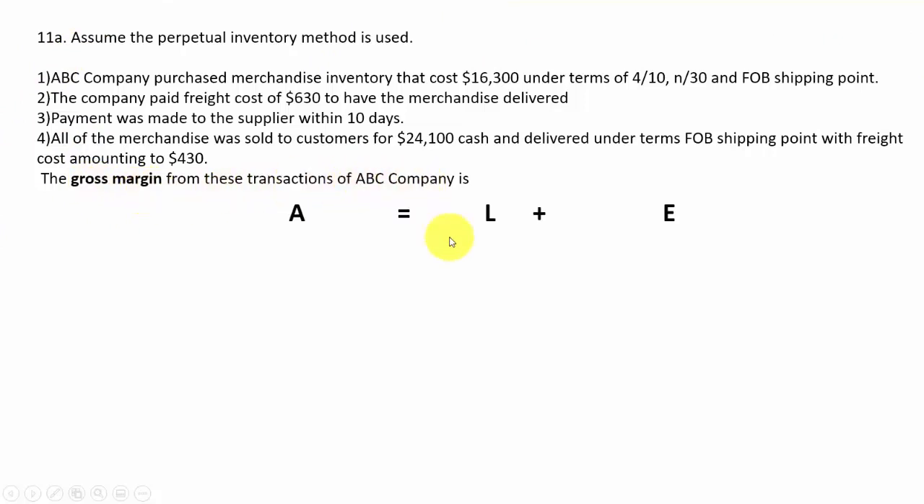So here we go. Here's our accounting equation. Cash, inventory, accounts payable. First thing we did was the company purchased merchandise inventory that cost $16,300. The terms were 4/10, n/30, FOB shipping point. FOB shipping point means the FOB stands for free on board, and shipping point is whatever words come after the word FOB, that's where the goods change hands. In this case, shipping point means when they ship them, they're now the ownership of the person who's buying them.